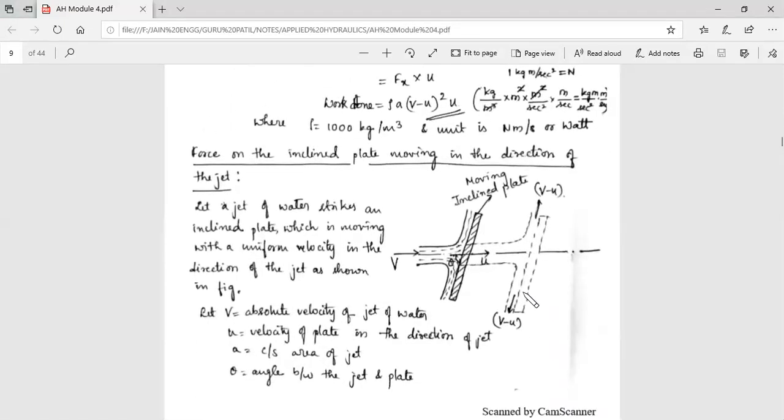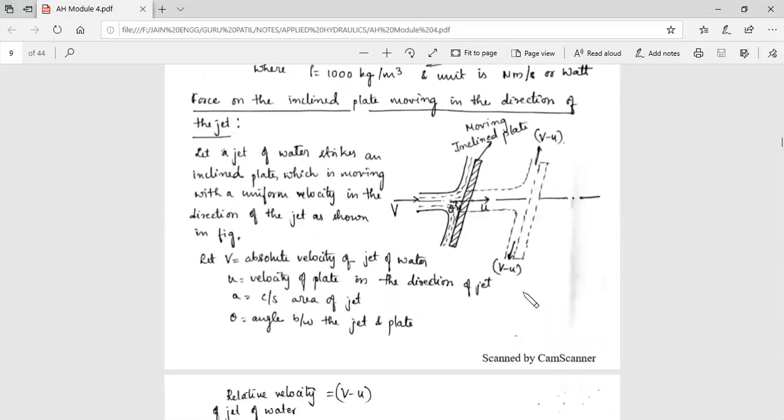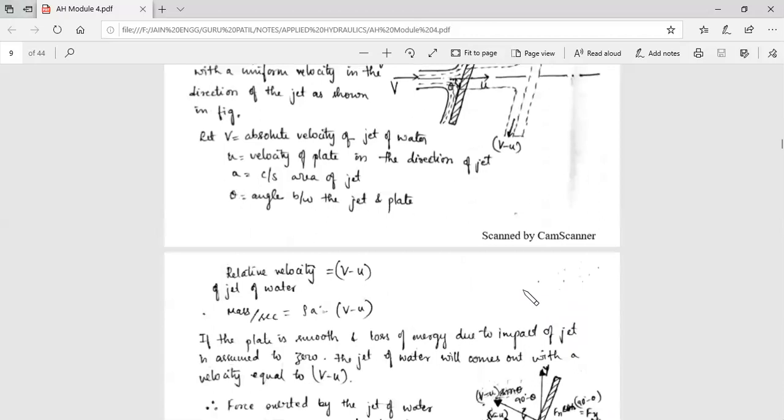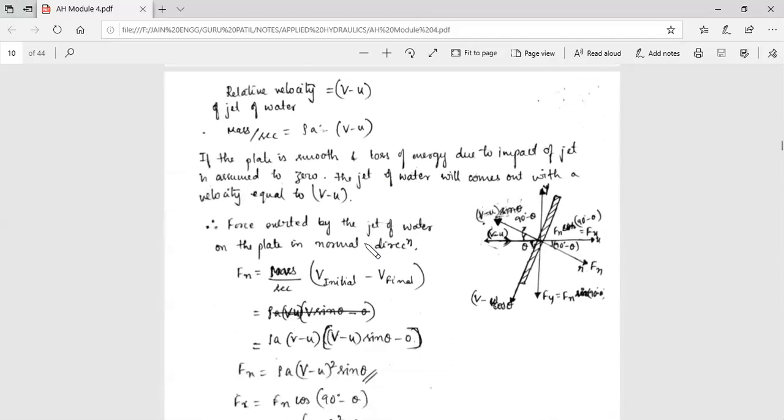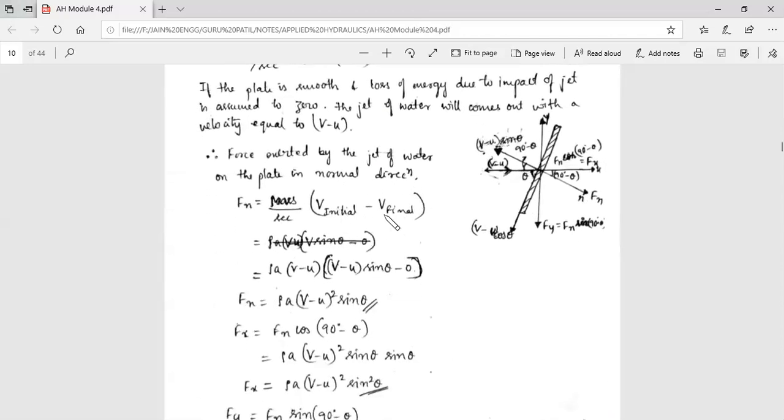Now here, the force exerted by the jet on the inclined plate. Again it is the same as we have done, but here we need to be very careful while taking the components of the forces. So here you can see initial versus final momentum.